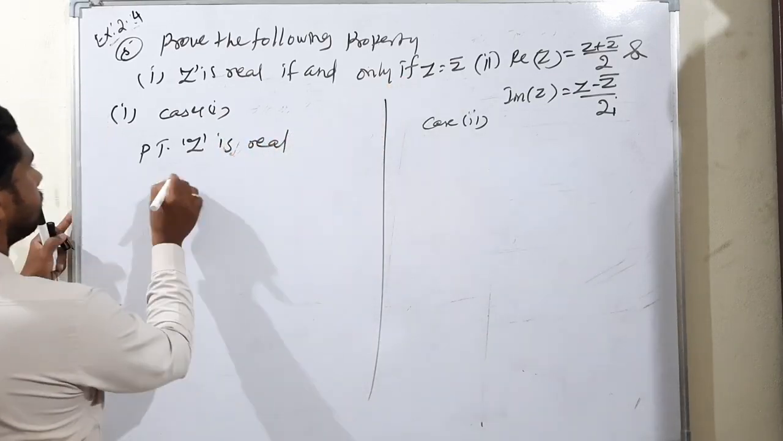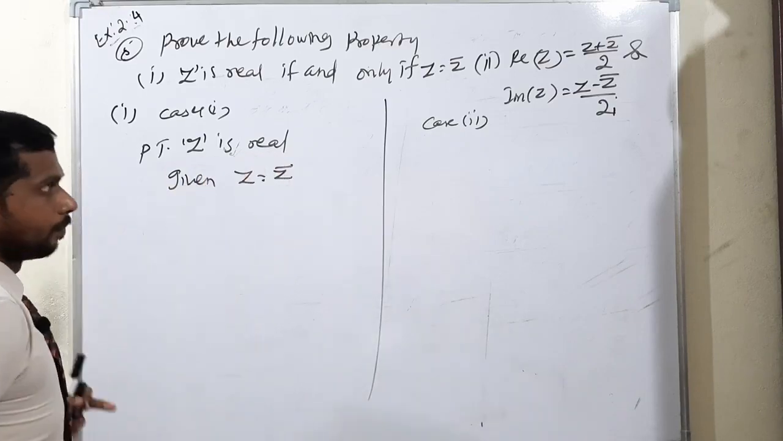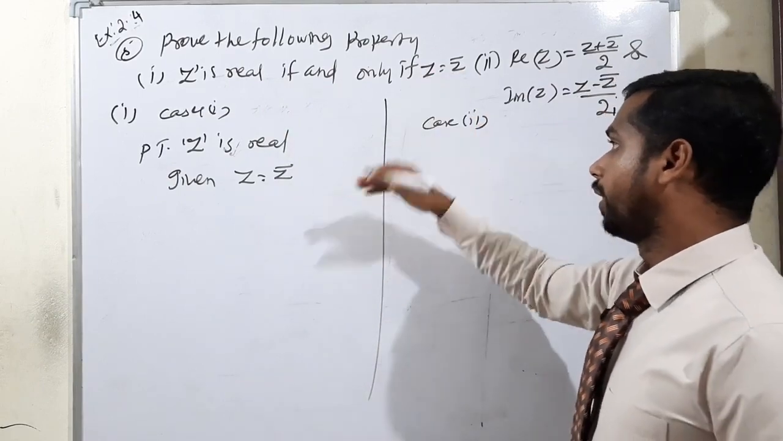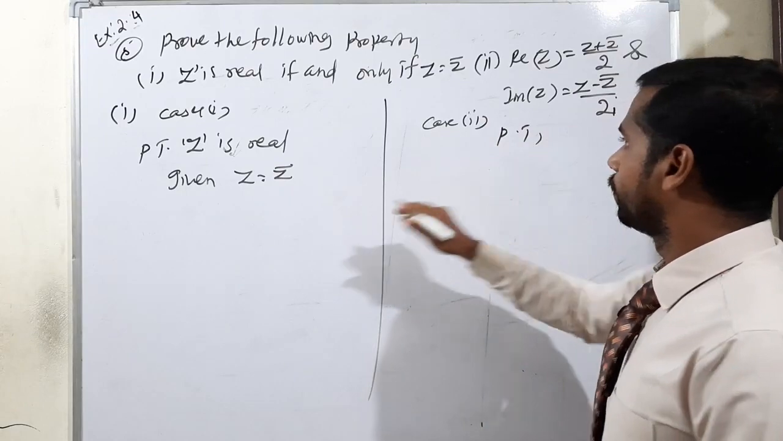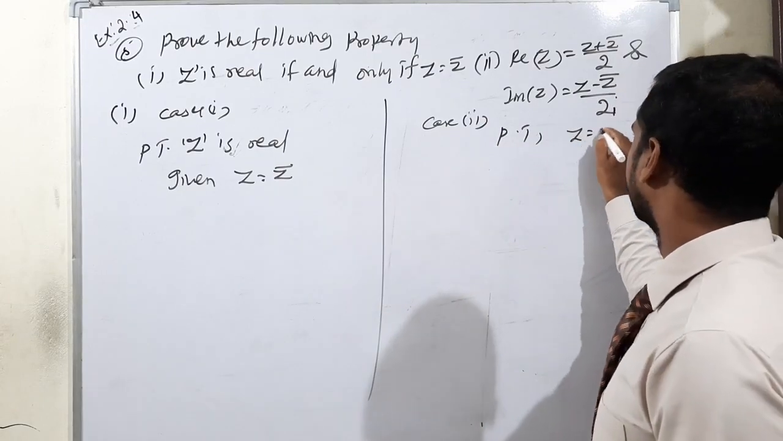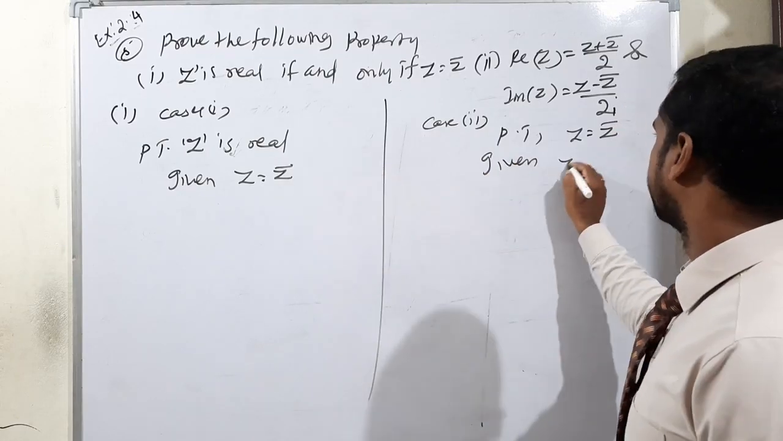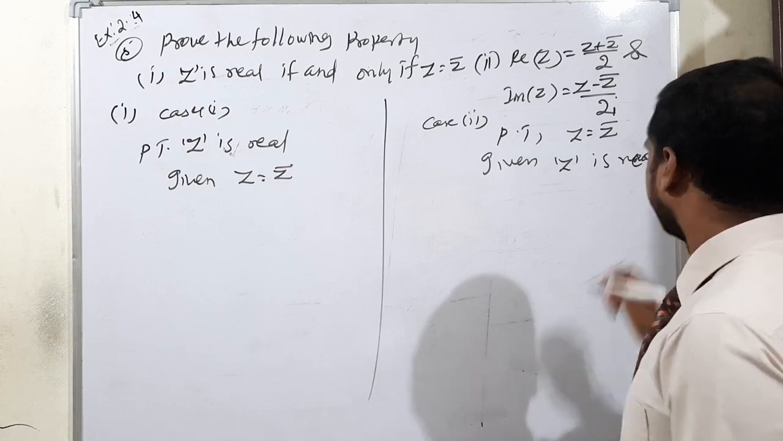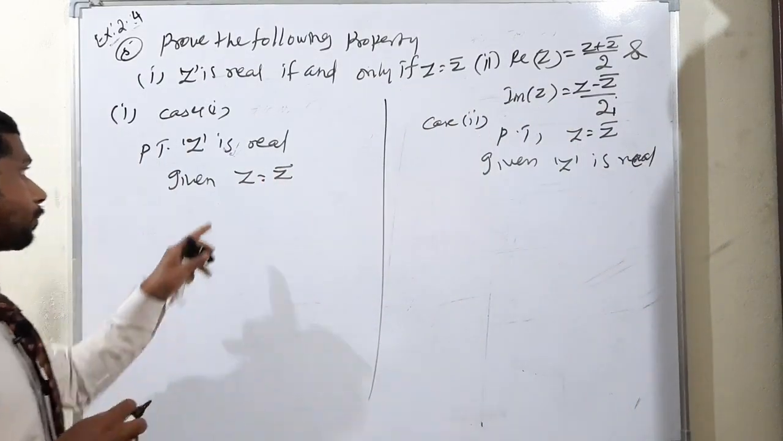The given condition is Z = Z bar. As for case 2, just the opposite, because 'if and only if' is there. What we have to prove is Z = Z bar, given Z is real. So now one by one we have to show.